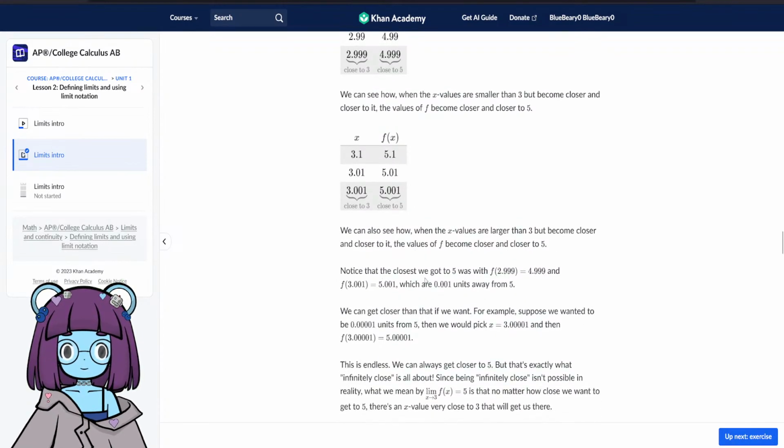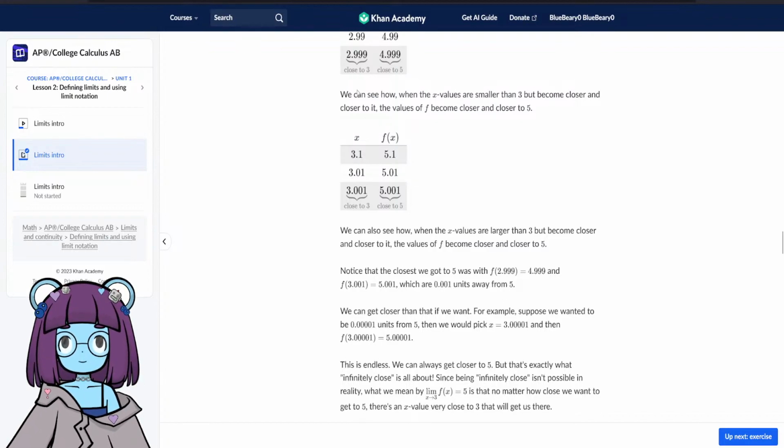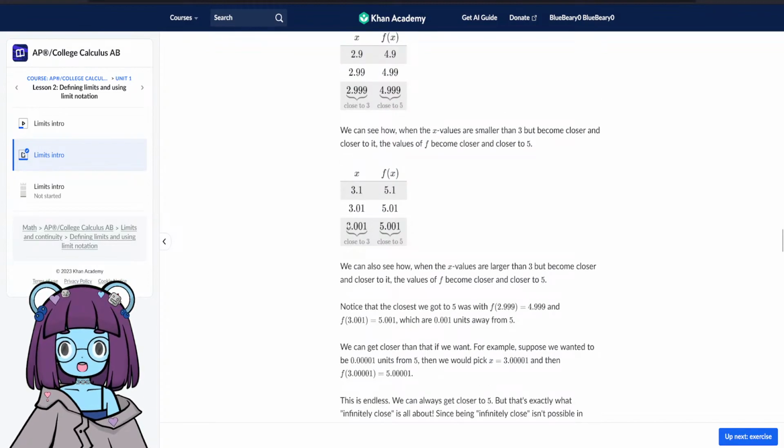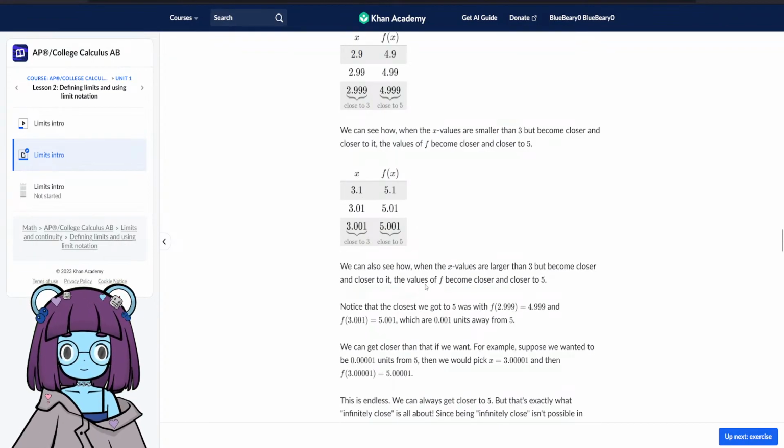Notice that the closest we got to 5 was with f of 2.999 equals 4.999 and f of 3.001 equals 5.001, which are all 0.001 units away from 5. Oh wait, no, this is more. Okay, then it's not a curve. I read this backwards. This is in increasing order, and this is in descending order. Need to look at the x more.